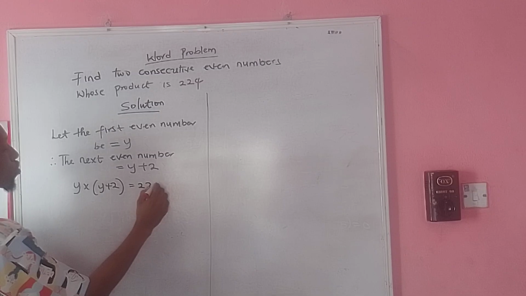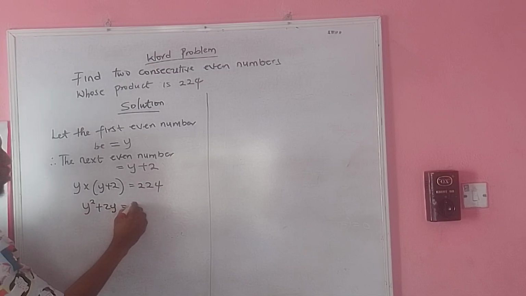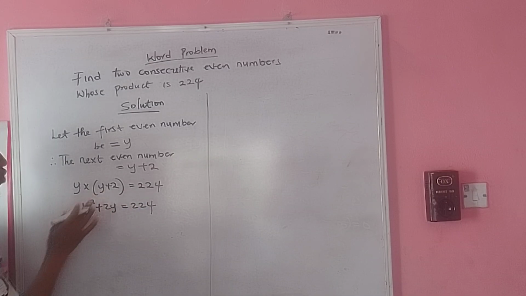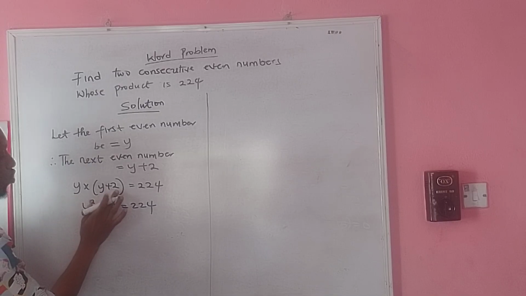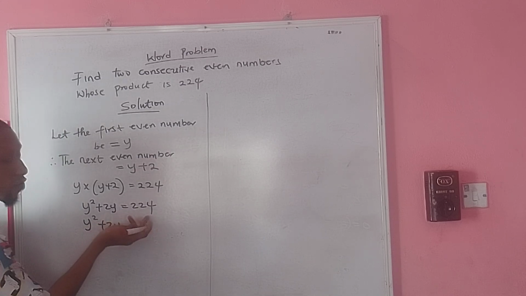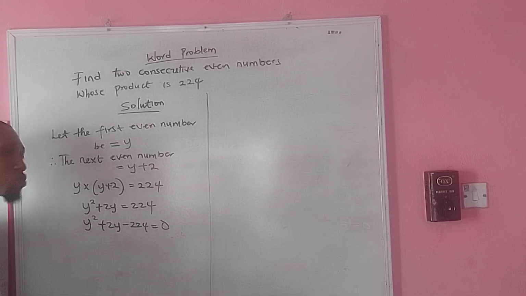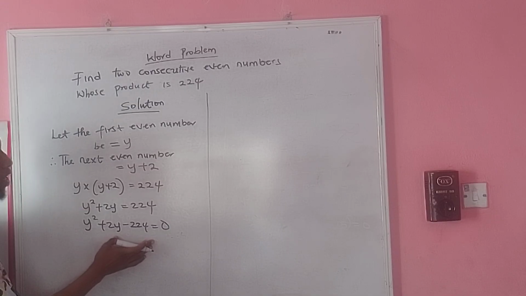is equal to 224. I'll open this bracket. I'll have y squared plus 2y is equal to 224. Y times y is y squared. Y times 2 is 2y. Positive times positive is positive. So this is a quadratic equation, so I can easily say y squared plus 2y. When a positive 224 crosses over this equality sign, it becomes a negative 224. And now I can equate it to 0. So this is a quadratic equation.